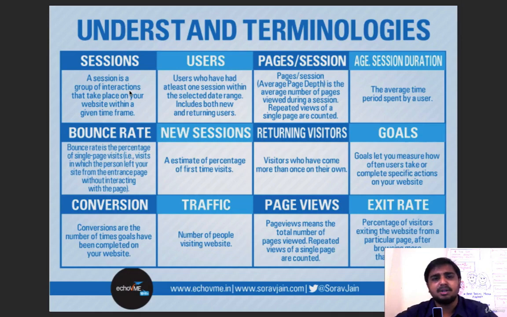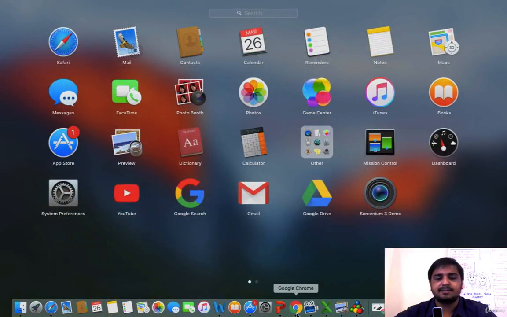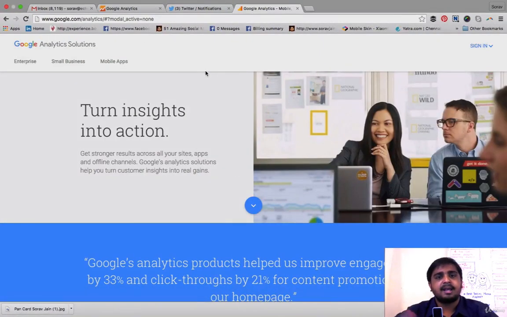So these are some terminologies that you need to be aware of before you get started with Google Analytics. So let's explore Google Analytics. In the last session, which is a blog post sent to you, I have guided you on how to integrate Google Analytics with your blog or website.